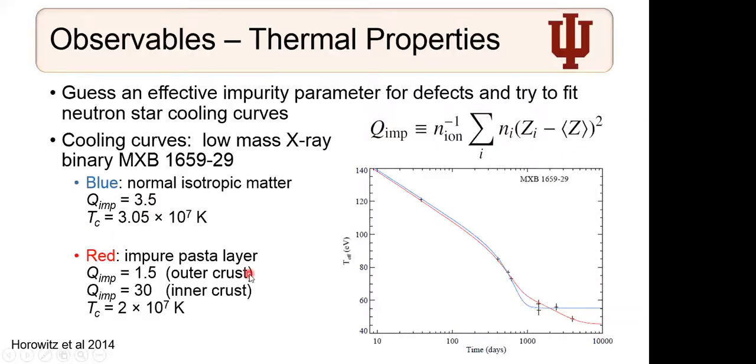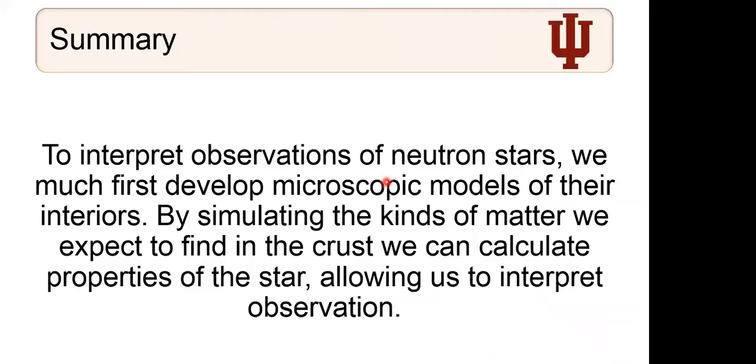But if you put in an impure pasta layer, if you say that the very bottom of the crust is this highly impure layer, you can fit this last data point that was observed at about the 3,000 to 4,000 day mark. So it's still cooling 3,000 days out. This is really striking. I think that this is observational evidence for the presence of pasta. Admittedly, it's fitting one data point, but it's very cool nonetheless, and it seems to agree with what we've predicted from theory.